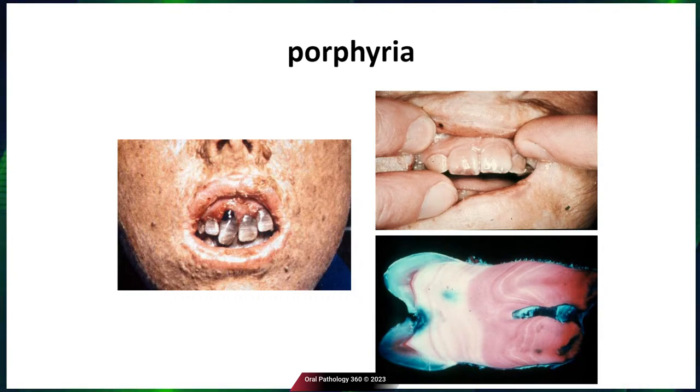And in this case, it gives the teeth an overall pink or sometimes a rather darker hue to them. And again, if you view that under polarized light, you can see the fluorescence that you get from that.